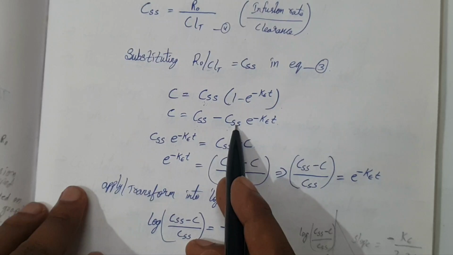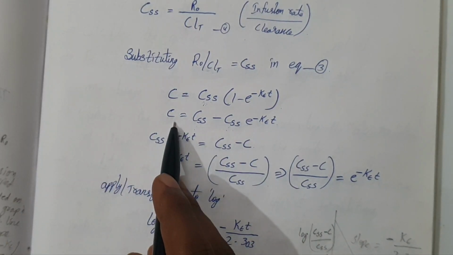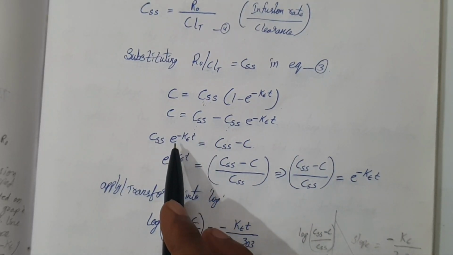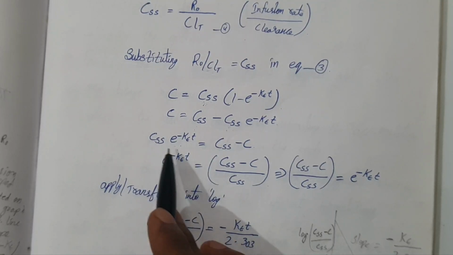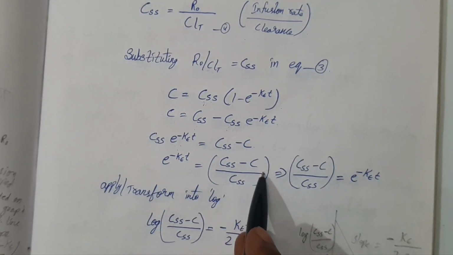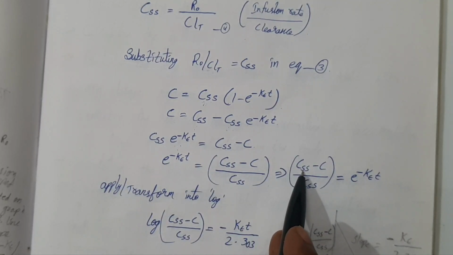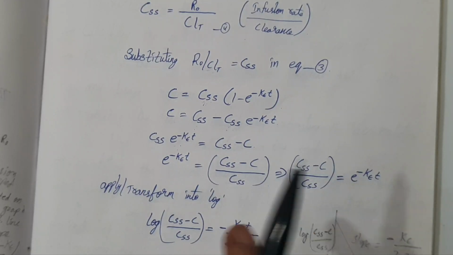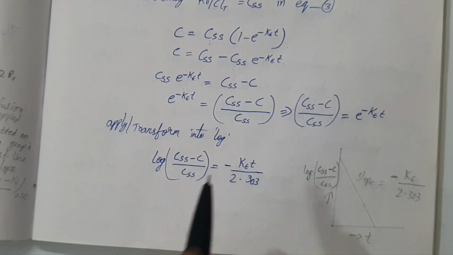This CSS e power minus Ke t goes to the left hand side and C comes to the right hand side here. After that we keep the e power minus Ke t here only, then we send it to the denominator. After that we can write it as CSS minus C divided by CSS equals e power minus Ke t. We can write it in this form also. When applying log, we'll get this equation.